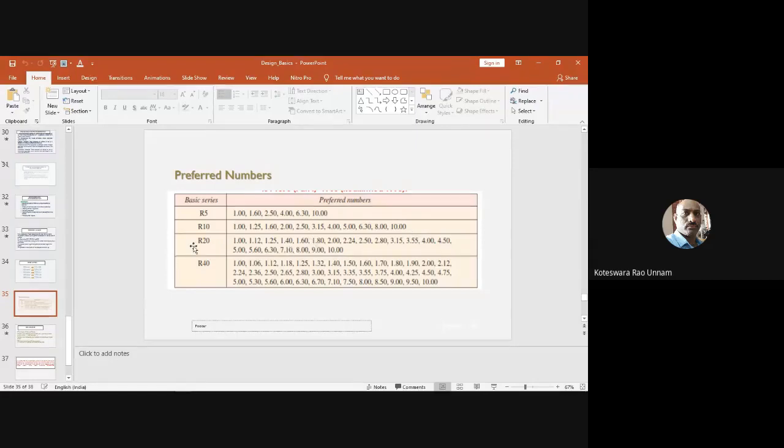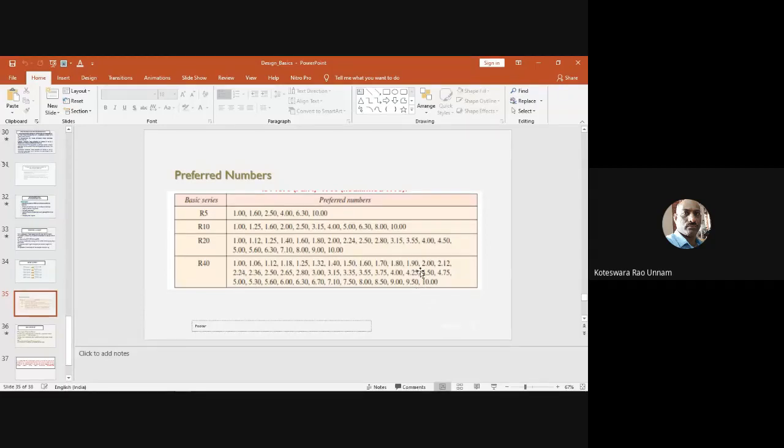Likewise, in R20, how many numbers will you have between 1 and 10? 20 numbers will be there. Similarly, for the R40 series, you have 40 numbers between 1 and 10. So that's why there is a geometric progression in all these numbers. That's why you are getting these many numbers. For the R5 series, you are getting only 5 numbers. For R10, you get 10. For R20, you will get 20. For R40, you will get 40. For R80, you will get 80 numbers.